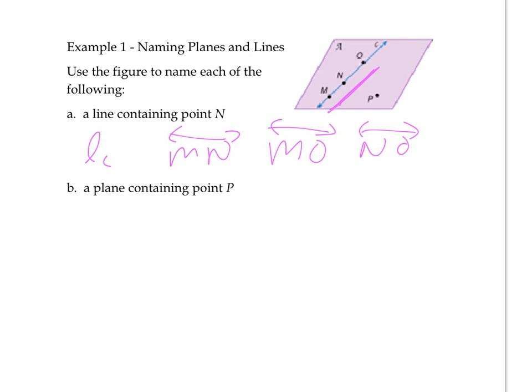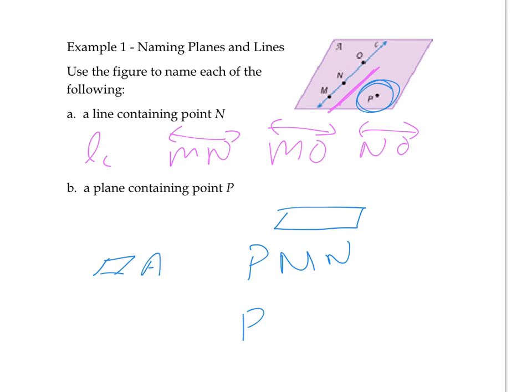I'm looking for a plane containing point P. Well, point P, of course, is right here, which is on the plane. So I can call this plane A. Or, of course, I can name this plane with any 3 points that aren't on the same line. So I would need to use P and any of those other 2 points. Let's choose M and N. So this is plane PMN. Or I could do plane PON, just any of those 3 non-collinear points.